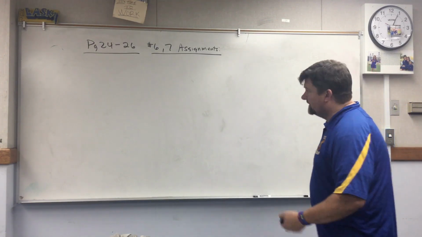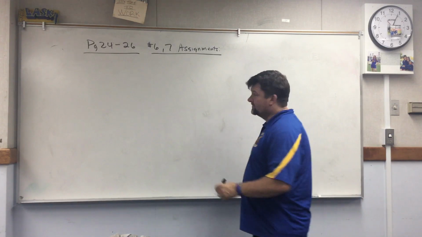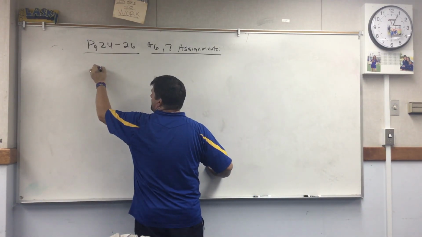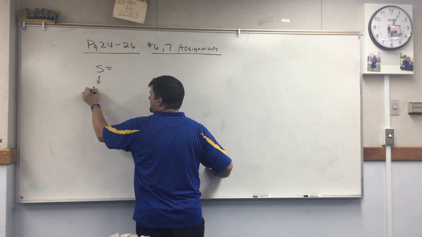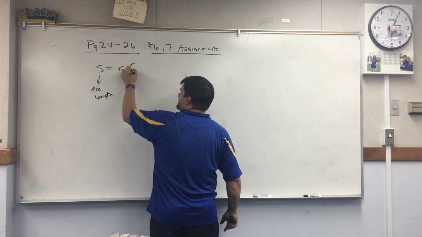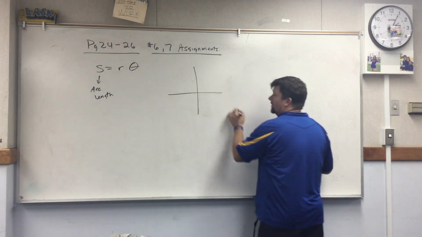So arc length is pretty straightforward. I'm going to start with 24 right here. It's one of those things that we haven't gone over just yet. Arc length is r times theta. So if we just look at the unit circle, I talked about it earlier.